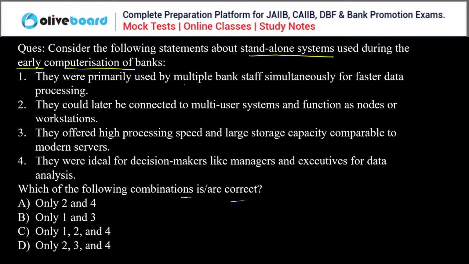A means second and fourth are the correct statements. Everyone else, please answer this question. It's a simple question. You can all answer this. Standalone computer system, which was used in the early stage of computerization in the banking system. Okay. So second and fourth, you are all saying second and fourth.